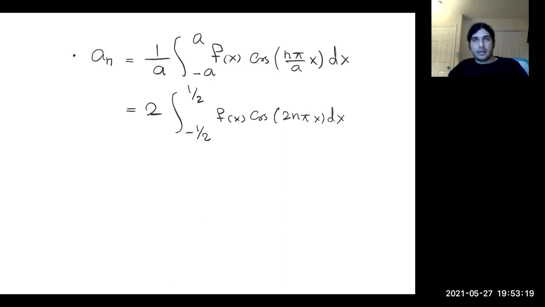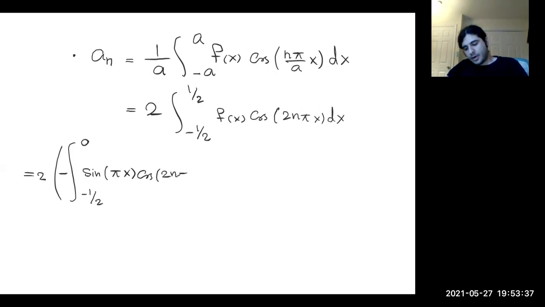Again, we can break this integral into two integrals. So it would be 2 times the integral from minus 1 over 2 to 0, and f of x on that interval is minus sine of pi x, times cosine of 2n pi x dx. And then we would have an integral from 0 to 1 over 2. On that interval, f of x is sine of pi x, so we would have sine of pi x cosine of 2n pi x dx.